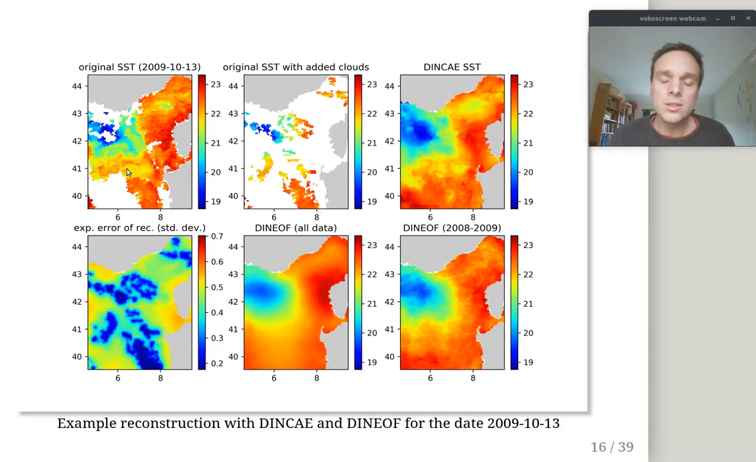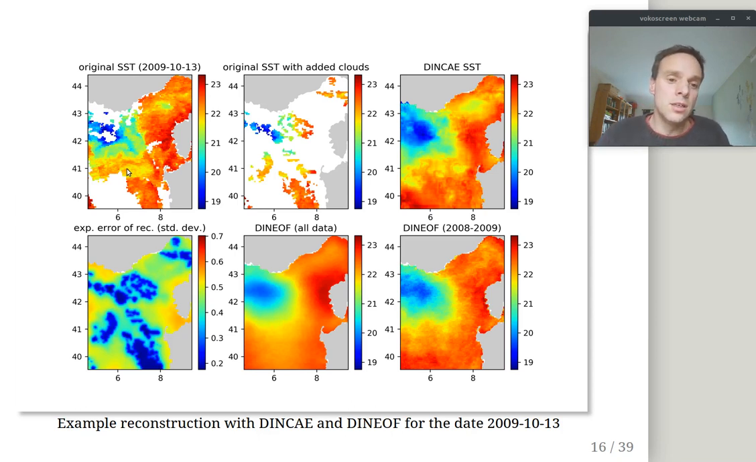And here are some satellite images. So the first image on the top row is the original SST, but we added clouds to it and gave only the SST with clouds to DINCAE for reconstruction. And that is the image on the right on the top row. It's the DINCAE SST, the reconstruction, and it's actually quite similar to the original SST. Some differences are obviously there, but the reconstruction is quite realistic, I would say.